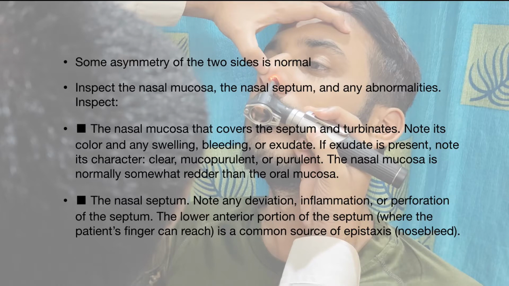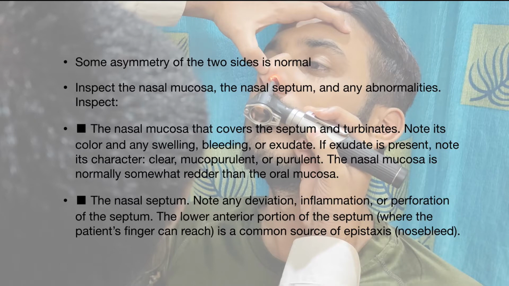Inspect the nasal mucosa that covers the septum and turbinates. Note its color and any swelling, bleeding or exudate. If exudate is present, note its character: clear, mucopurulent or purulent. The nasal mucosa is normally somewhat redder than the oral mucosa.